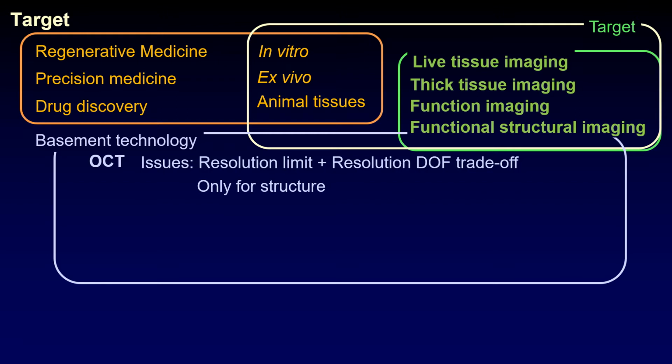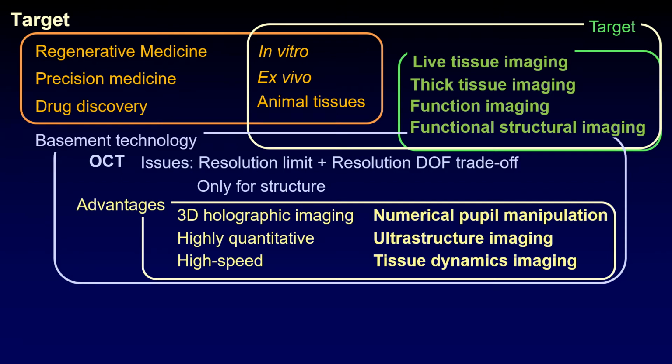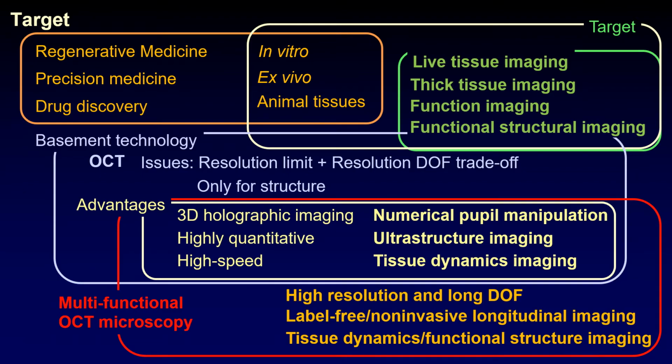But these limitations can also be overcome by using the advantages of OCT, which include three-dimensional holographic imaging, highly quantitative imaging, and high-speed imaging. Owing to these advantages, we can achieve numerical pupil manipulation, ultrastructure imaging, and tissue dynamics imaging. So, the target of our multifunctional OCT microscopy project is achieving high resolution and a long depth of focus simultaneously. And also, we would like to do label-free, non-invasive longitudinal imaging of the tissue, and image the tissue dynamics and the functional structures.